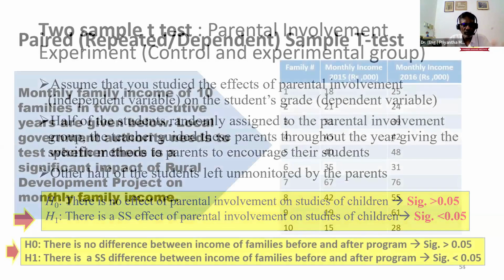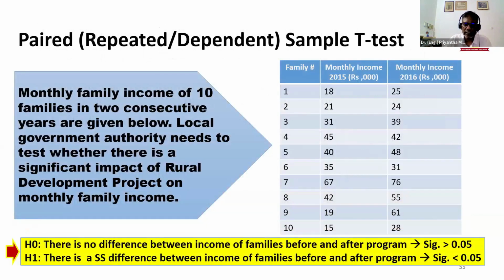The next one is the paired sample. Now you can see the marks. This is the monthly income, another example. The government has conducted a rural development project, right? I have only 10 minutes. Before the rural development program, these are the family incomes, and this is after. They want to test whether there is any significant difference. Otherwise, they will not do this kind of programs.